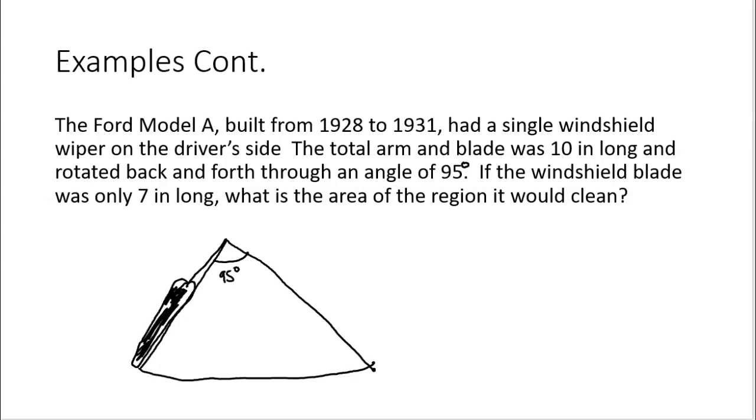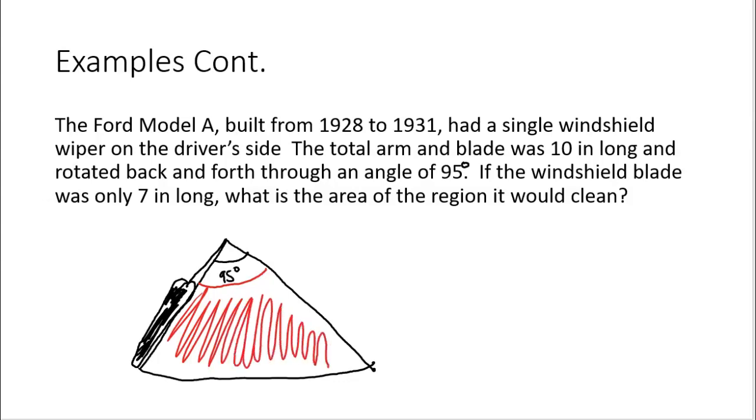Okay, which means that the windshield blade pretty much covered this area. So we want to know the red shaded region. What I know is that this is 7 inches long from here to here, and I know that this whole windshield is 10 inches long, from here to here. So we want to figure out what we have to do.